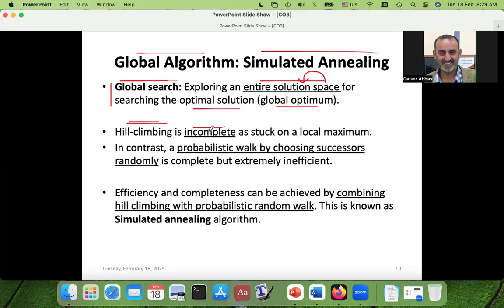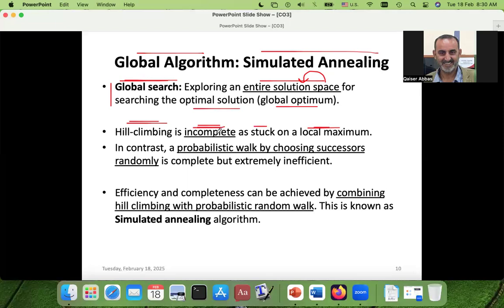But here we are saying it is incomplete because if you are searching for the global maximum and it does not give you that global maximum, as is the property of hill climbing, then in that sense we say it is incomplete. It always gives us a local maximum and gets stuck on the local maximum. The people who attended yesterday's lecture understand what I am saying.